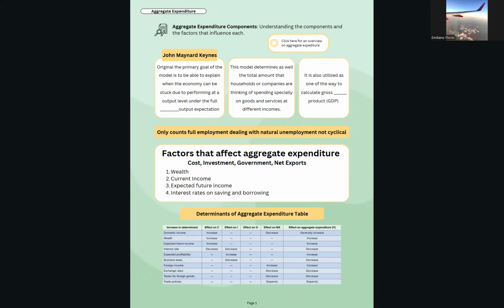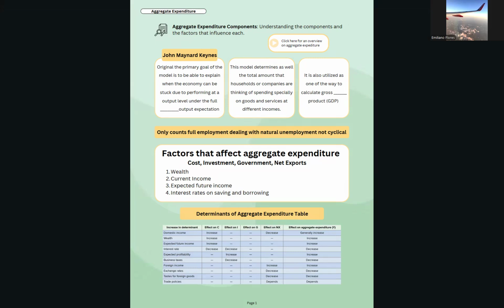Today I'll be explaining aggregate expenditure components and understanding how each factor can influence each other. First, let's talk about the creator of this model, John Maynard Keynes. Originally, the primary goal of the model is to explain when the economy can be stuck performing at an output level under output expectation.